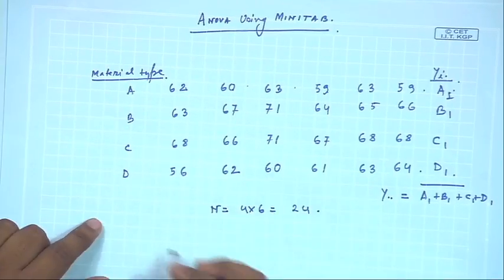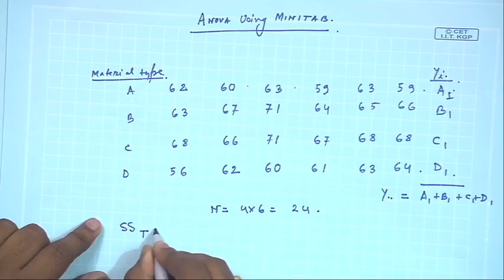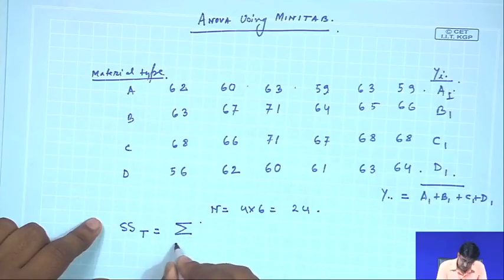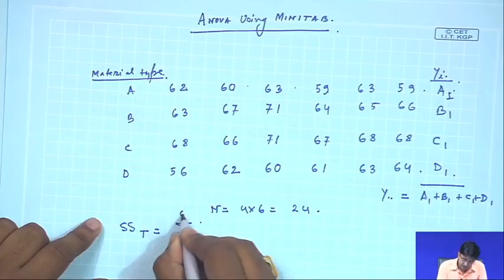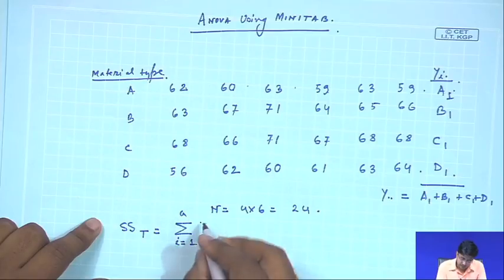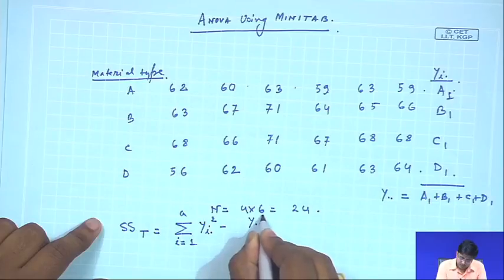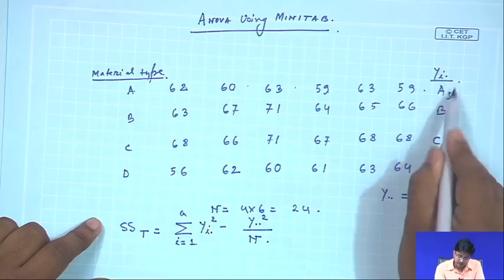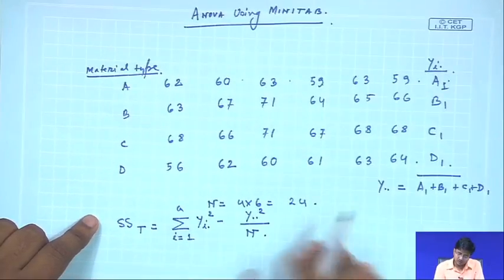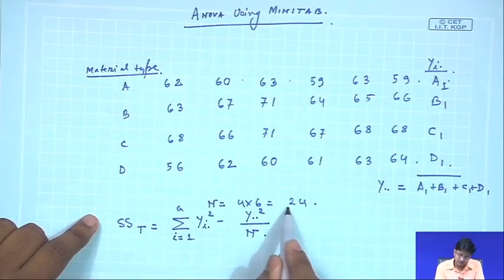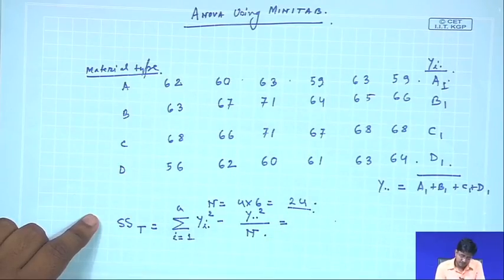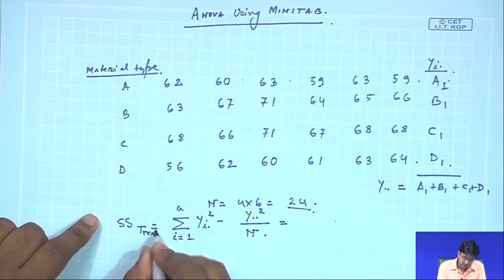So, in our ANOVA, SS treatment is nothing but the summation of i equal to 1 to a, where a is the number of treatments, of y i dot square by n, minus y dot dot square by N. So, all the y i dot we will get, y dot dot we will get from here, and N we know is 24. In this manner we will get SS treatment.